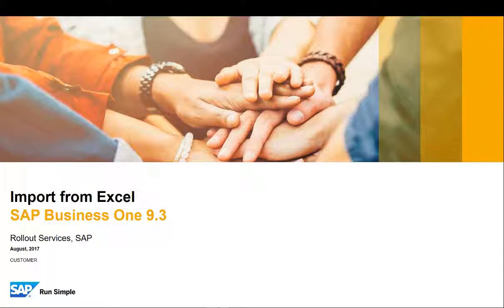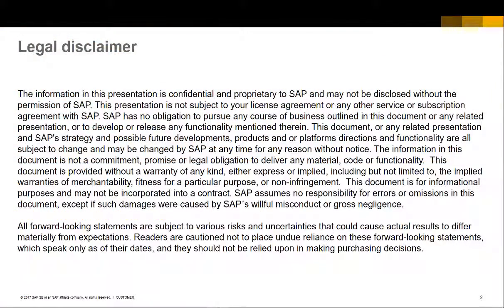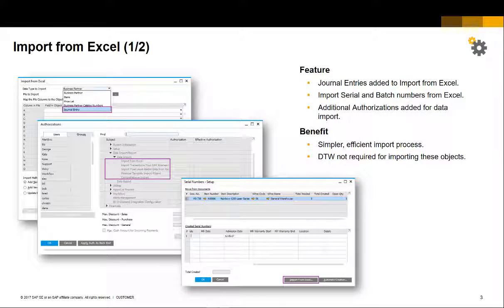Welcome to this short clip on the Import from Excel feature in SAP Business One version 9.3. In the Import from Excel function, you can now import journal entries. You can also import serial and batch numbers from Excel from within a transaction. You have additional authorizations to restrict this functionality to specific users.